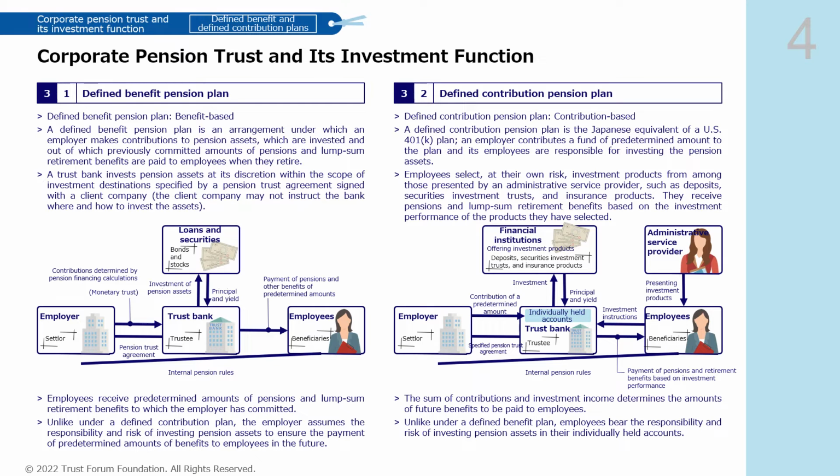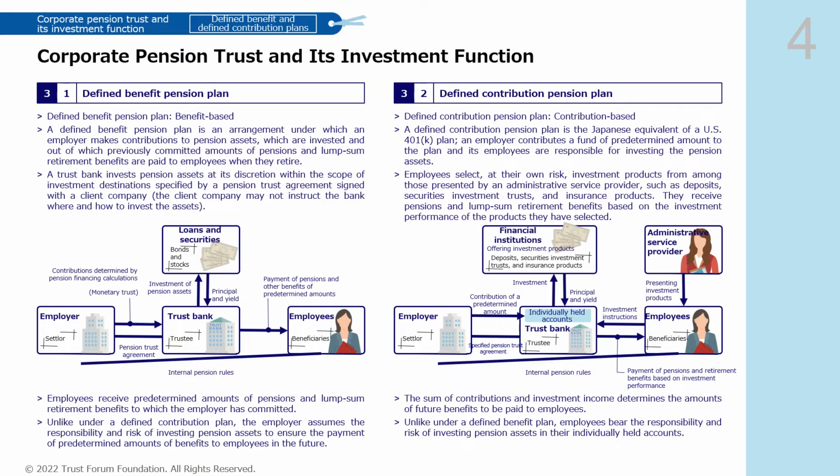In a defined contribution pension plan, the employer pays into a third-party beneficial trust with employee recipients and subscribers designated as its beneficiaries. Each employee has their own account in the trust and is responsible for choosing and changing at their own risk financial products from among deposits, securities investment trusts, and insurance products in which to invest their share of the funds.